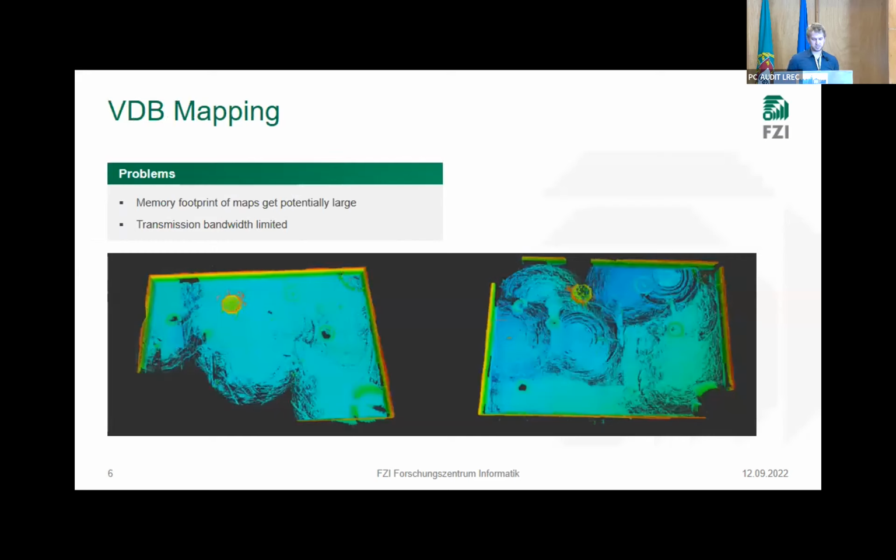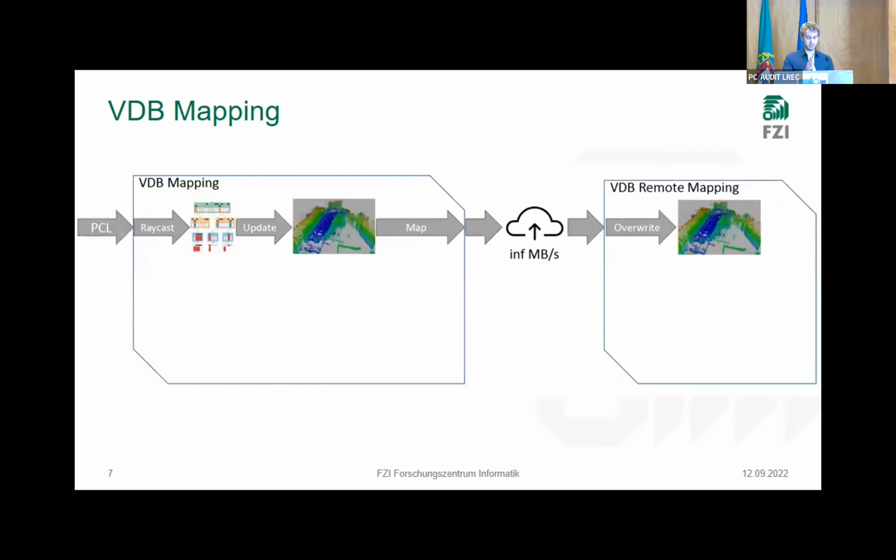So the problem is we can't really send the complete map over this network. And the idea now is, how can we reduce the data we have to send? First, I want to explain how the normal process of the VDB mapping works.